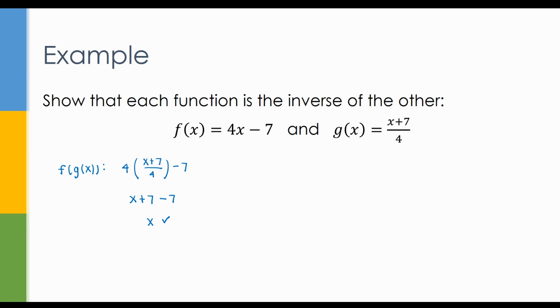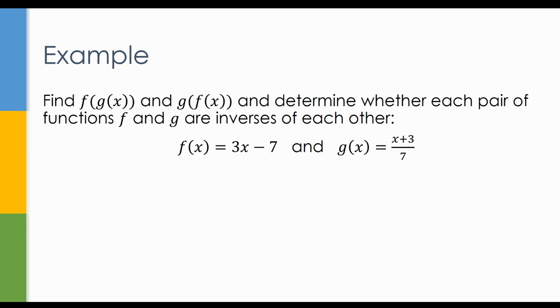In order for us to have inverses, we should be getting the compositions to equal x. But I do have to verify that that's happening the other way as well. So I want g of f of x. So I'm going to plug 4x minus 7 into the x in the g of x function. So we'll have 4x minus 7 plus 7, and we're going to divide that whole thing by 4. Well, the 7s are going to simplify, so that gives us 4x over 4, and that will simplify to x. So we just verified and showed that in either one of those compositions, we were getting an x. So that means that we have inverses.